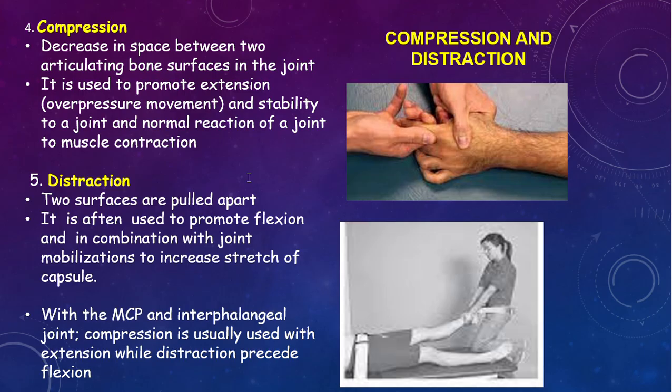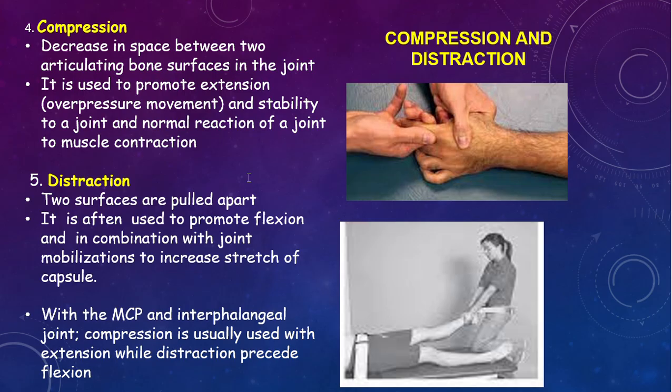Do you understand? So when movement takes place in the joint in such a way that the joint space is enlarged or increased, we call it distraction. And when movement takes place in such a way that the joint space is reduced, we call it compression. It happens during arthrokinematics. And you see the diagram above.